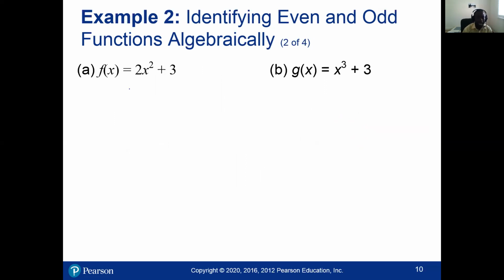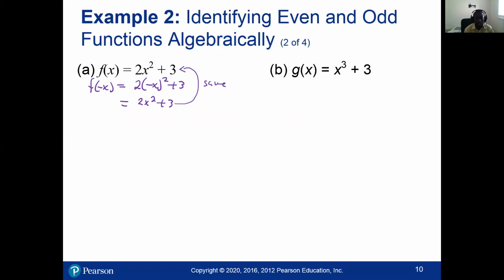For part A, we're going to find f of negative x. Wherever we see x, we substitute negative x. So we have 2 times negative x, all squared, plus 3. This is the same as, if you square negative x, you get positive x squared, so 2x squared plus 3. Now look at this expression here. It's the same as the original.